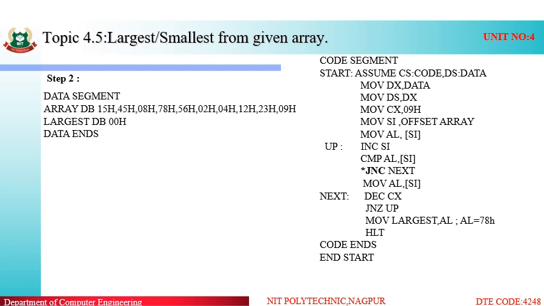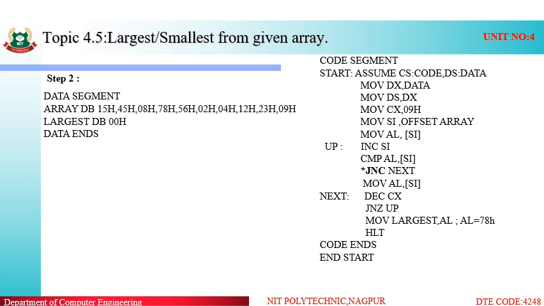Next we have to increment the SI. That means SI will now point to 45H. Increment means incrementing by 1. The offset address will be incremented by 1. So now the current index of SI is 0. By incrementing the SI it will become 1. 0 plus 1 equals to 1. So the first index contains 45H.